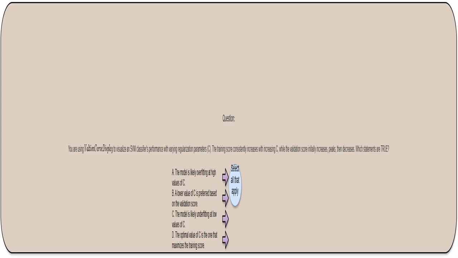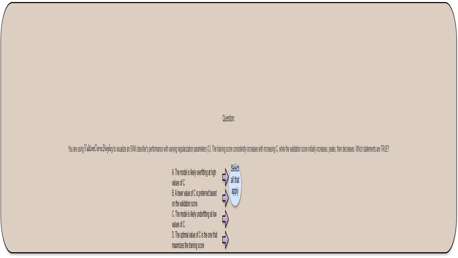Hey Vamsi, this question presents a scenario where we're using scikit-learn's validation curve display to see how well a support vector machine, SVM, works with different levels of regularization, controlled by the C parameter. We're plotting how well the model performs on the training data and a separate validation dataset against different C values.